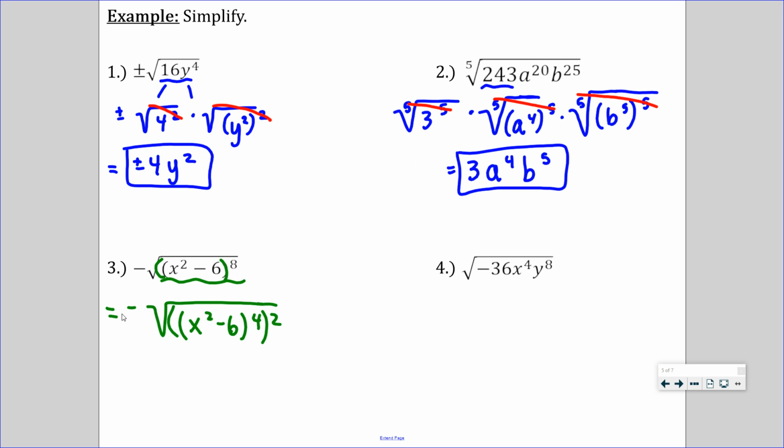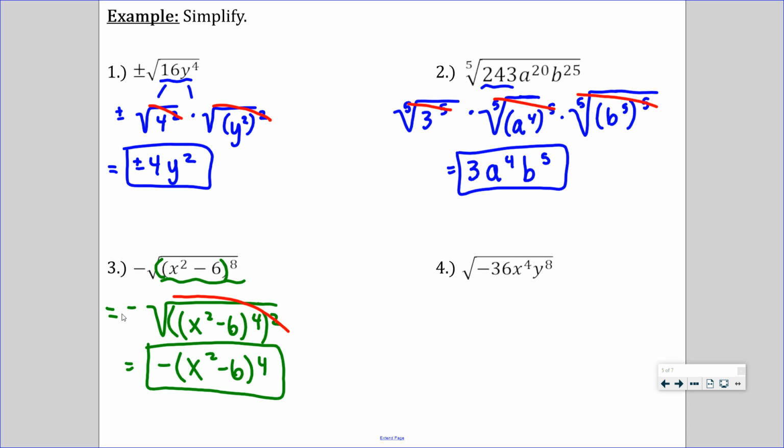Good question. All right, so what cancels here? The square root and the square, and I would be left with x squared minus 6 to the 4th, and then that negative outside would carry down. That would be my final answer. And guess what? You don't have to multiply it out. You can just leave it like that.